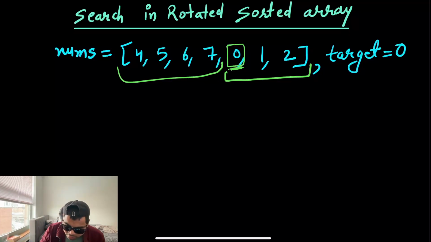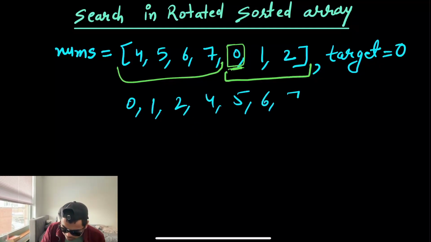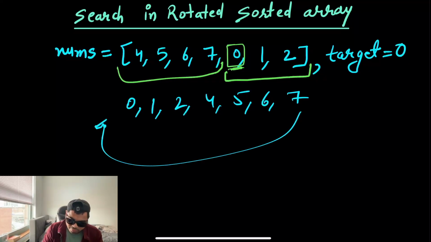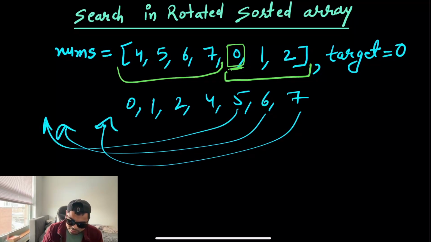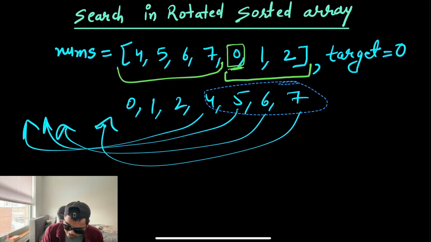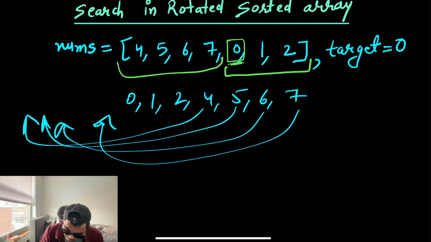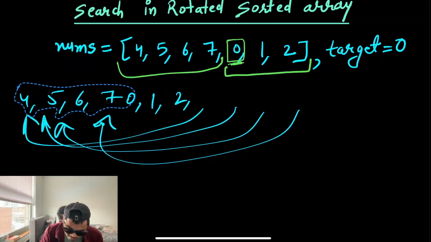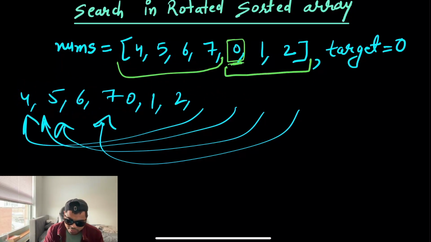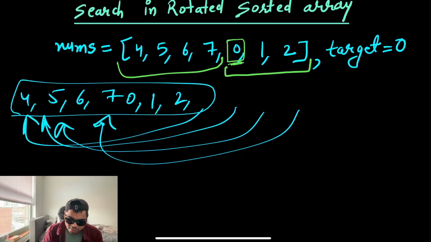Initially, I'm sure this was before rotation. This array was something like this, up to 6 and 7, and then slowly we kept moving these values to the front. We took all of these values from here and just rotated them, and made this array look like this. So this is the array in which we are searching for our target right now. Target is 0. 0 is also the minimum, surprisingly.